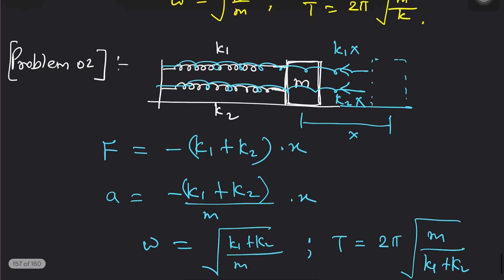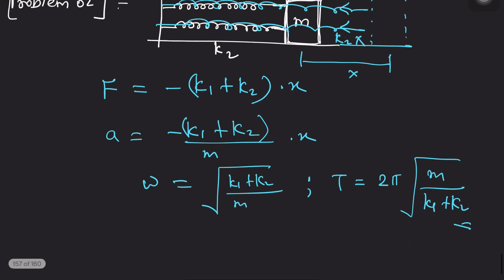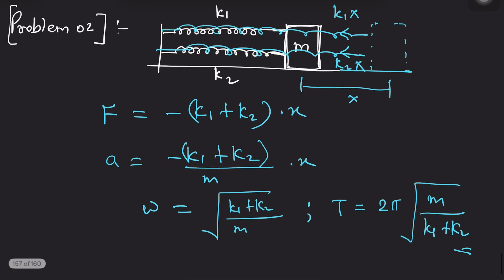The same problem we can also do with the idea of the combination of springs. We know that these two springs are connected in parallel, so the equivalent spring constant will be k1 plus k2. So you can replace these two springs with a single spring, and that single spring will have spring constant k1 plus k2, and using that idea also we can solve this problem. So both the methods are fine, I just wanted to elaborate this in a bit more detail, that's why I went this way.